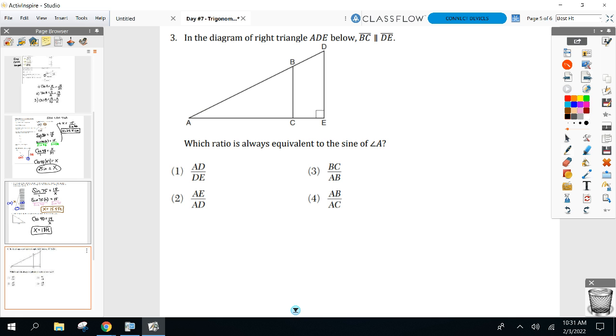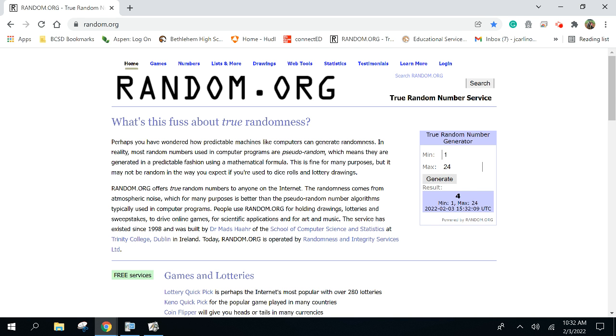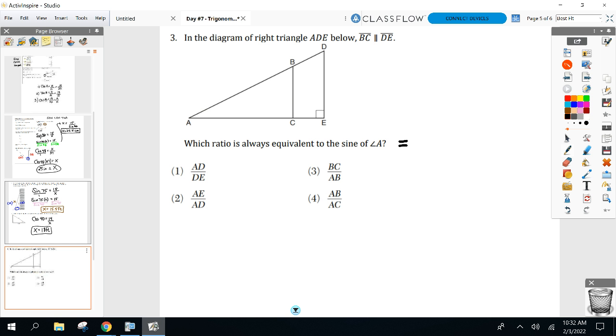All right, little Regents level question here. Which ratio is equivalent to the sine of angle A? All right, well, what's sine equal to here first? If I say SOHCAHTOA, what two sides do you need to find the sine ratio? Good. I need the opposite side and put it over the hypotenuse. Perfect.